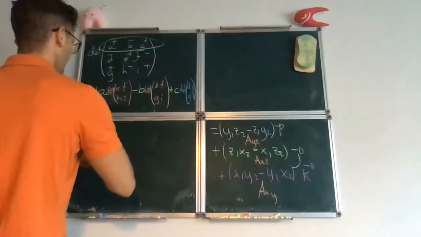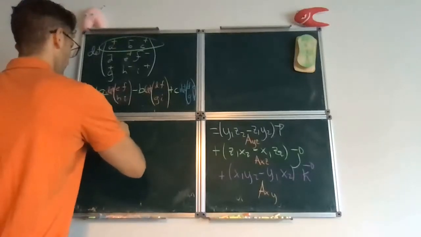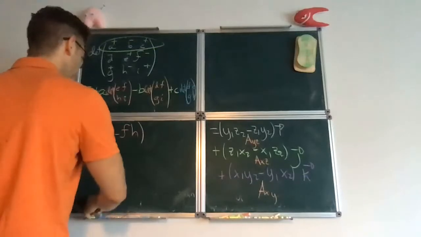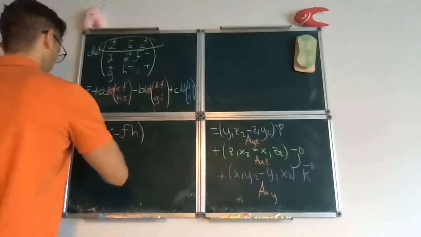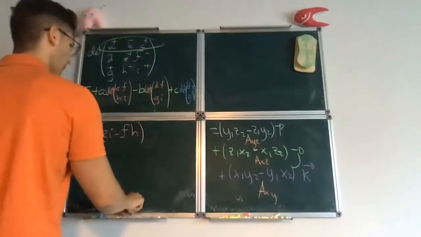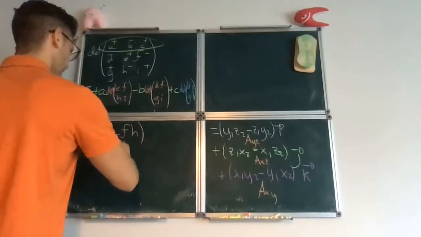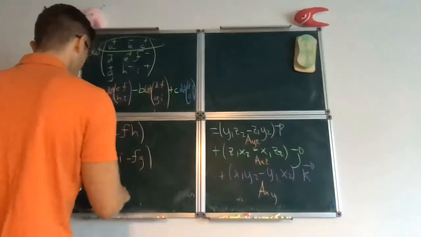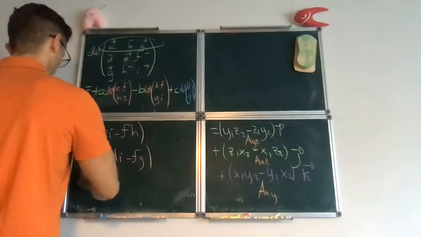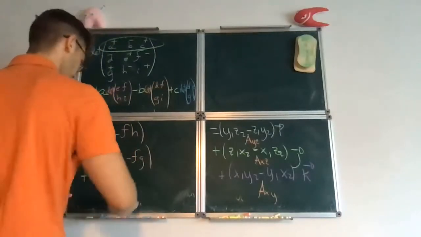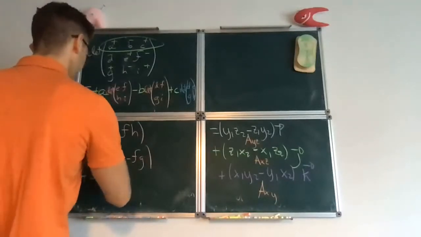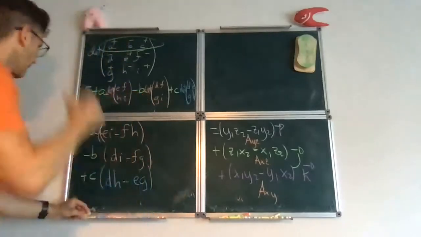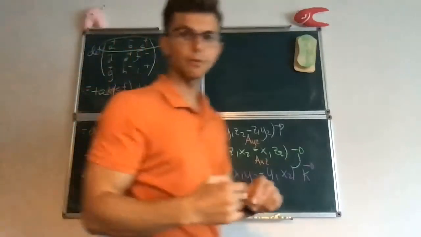So EI minus FH minus B, DI minus FG plus C, DH minus EG. Okay, so this will be a number.